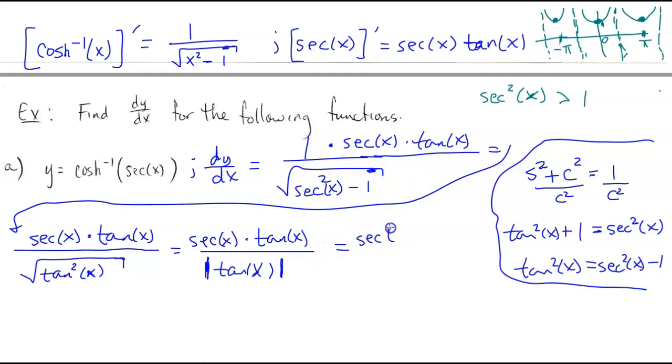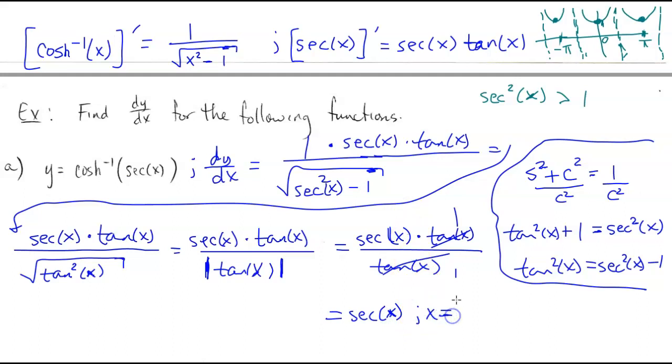Okay, so that'll be secant x times tangent x here, and of course this will go to 1. And we'll say that the answer of this is just going to be secant x, where x is going to be able to be any real number. So we will express it this way.